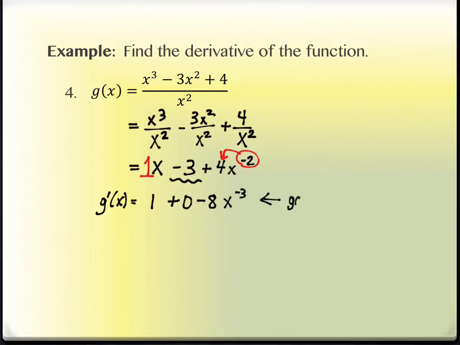So this is a good gateway answer. You just stop right there in the gateway. We don't go any further. But again, for the purposes of cleaning things up, we will go further in any other avenue. The 1 can stay. I do not need to keep writing the plus 0, right? And this will be negative 8 over x cubed.